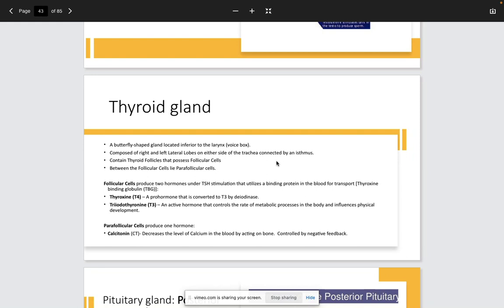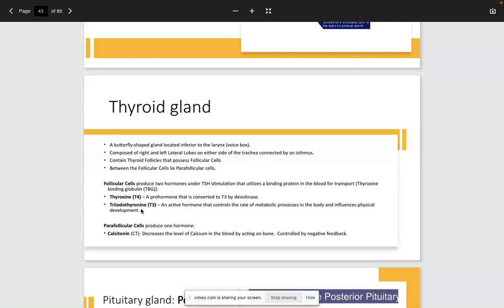Within the thyroid gland itself, it has follicles. These follicular cells are responsible for the release of thyroid hormone. Para meaning beside, parafollicular cells. The parafollicular cells, or the cells beside the follicular cells, release something called calcitonin, and it tones down the calcium present within the blood. It does that by acting on bone.